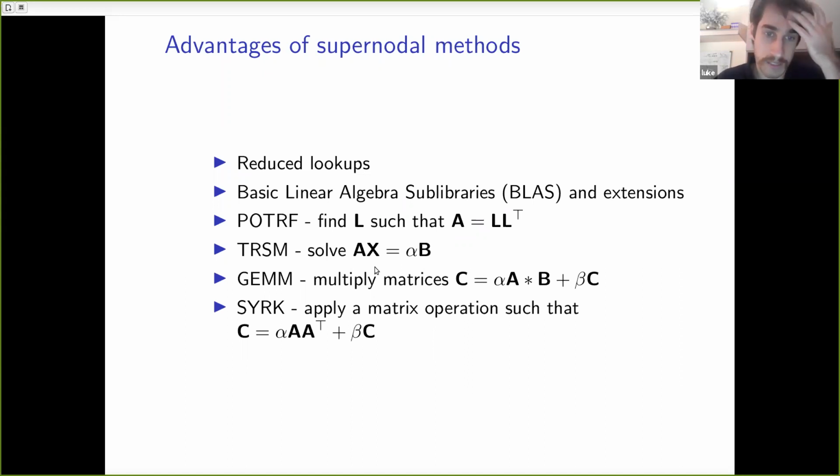Some examples of BLAS: technically POTRF is LAPACK, but that's a BLAS-like thing. It does the Cholesky factorization for the dense case. TRSM does a matrix solution, which is basically the same as post-multiplying by the inverse of a triangular matrix. So if A was triangular, that essentially does X equals alpha B A inverse. GEMM is general matrix multiplication, and SYRK is the symmetric rank-k update. It's essentially multiplying matrices together, except that it multiplies a matrix by its own transpose rather than different matrices, and it uses the fact that this is symmetric.